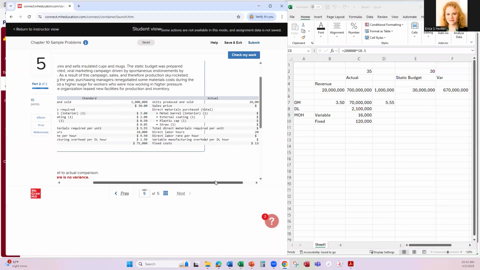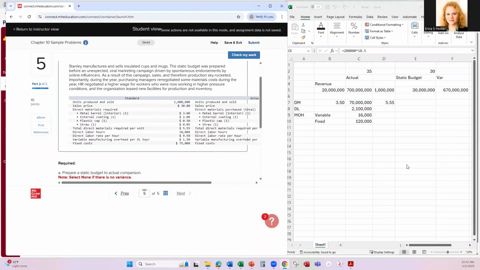Over on our standard cost side for this, we've got 1 million times 555 per unit in materials. And then for the labor side, we budgeted 10,000 units here, or 10,000 hours times 950 per hour.